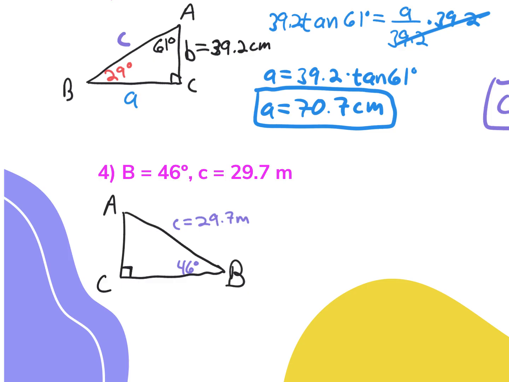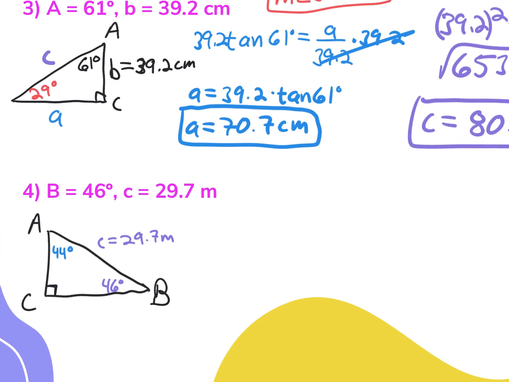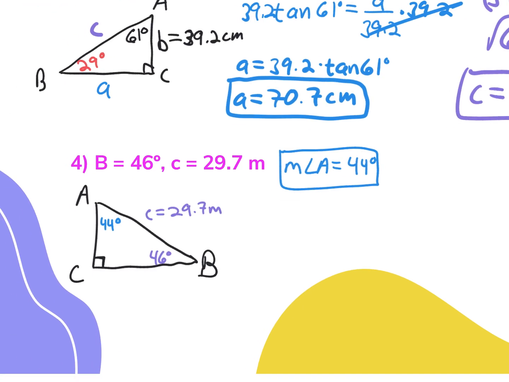Should get you, I think, 44 degrees, right? So then we know that the measure of angle A is 44 degrees, right? So that's one piece of information that we have. All right, what else can we find?